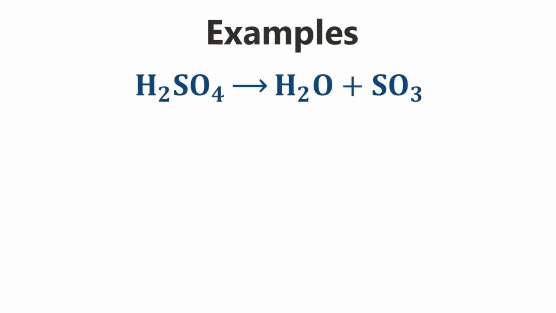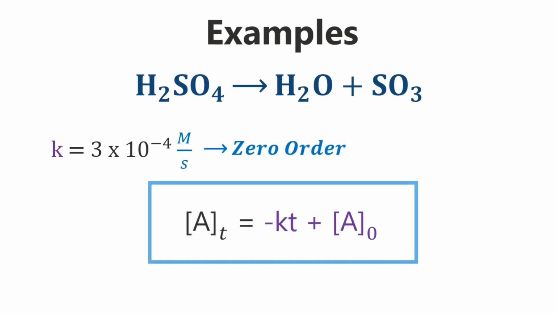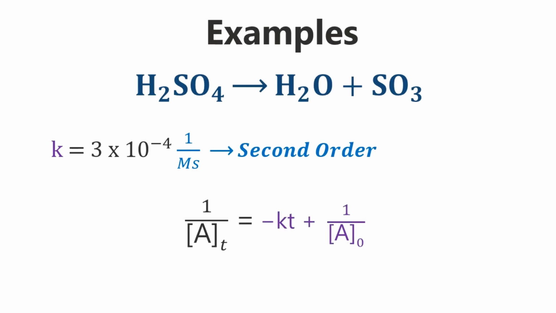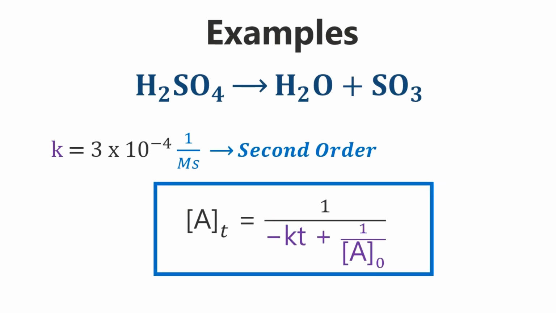Let's change the unit of k and make it M over s. The unit now makes it a 0 order with this equation. You do not have to isolate A since it is already so. Let's change the unit of k and make it 1 over Ms, which is a second order reaction with a fractional equation. All we have to do is to multiply the whole equation by A to isolate itself.